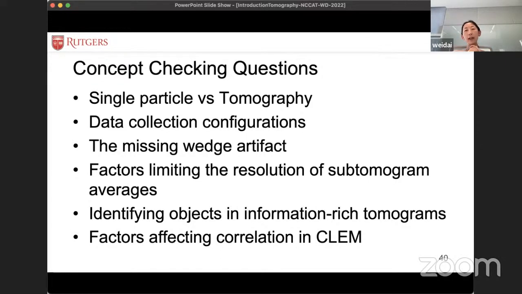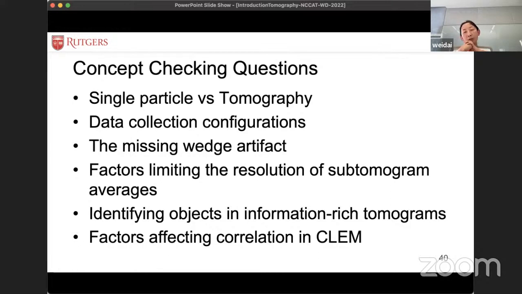The missing wedge artifact, we can correct from the imaging side, with single tilt versus dual axis tilt. That's one option to partially compensate for the missing wedge artifact by imaging. And subtomogram averaging is currently probably the most used data processing approach to compensate for this artifact. And for factors limiting the resolution of subtomogram averages, I think we covered many of them. And I really like all of your comments.